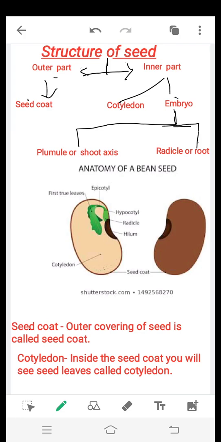In the first video we discussed reproduction and different ways of reproduction. Now the next topic of the chapter that we will discuss today is the structure of seed. You have seen many seeds.